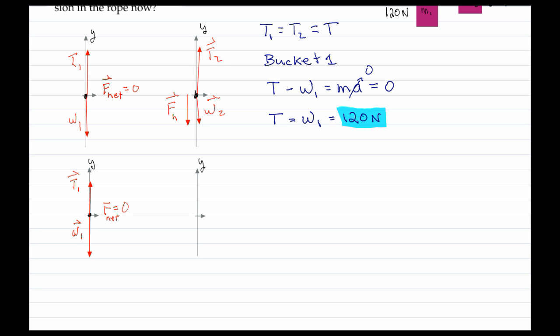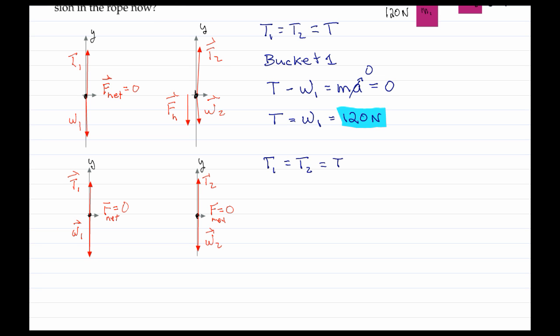Alright, now, what about bucket number 2? So for bucket number 2, we have the following. We have tension, which is upwards, and we have the weight, which is downwards. And again, our net force is equal to 0. And we'll label this as weight 2, tension 2. And as before, we know that the magnitude of T1 is equal to the magnitude of T2, which we'll call T.